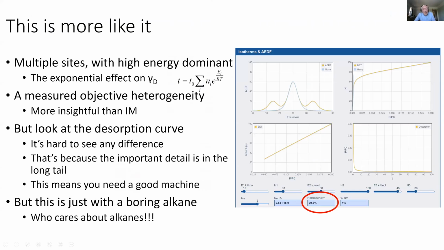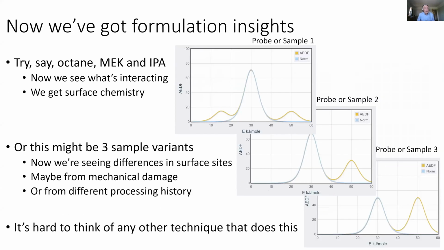So, as I said, at the moment I've just done this with boring alkanes. Who cares about alkanes? IGC is obsessed with alkanes, whereas none of us in real life can care much about them. So now we go to getting more formulation insights. If we've tried it with, say, octane, MEK, and IPA, then we might get these three different graphs, unlikely with these particular things, but you get the point.